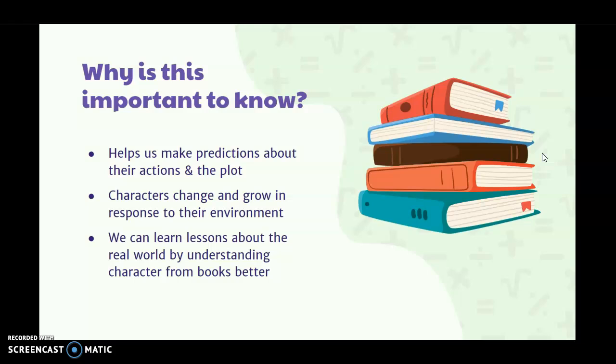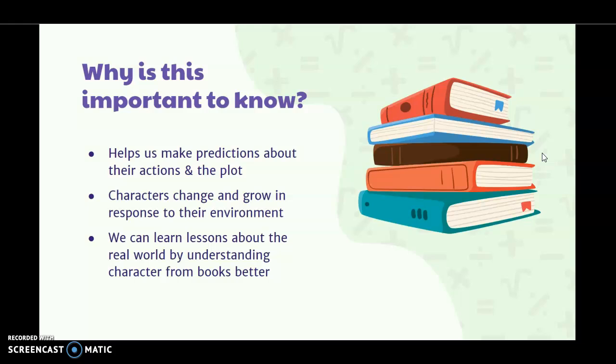Characters can also change and grow in response to their environment. Even though they may be short-tempered at the beginning of the story, maybe they'll start going to some anger management classes or getting some therapy, and they'll be able to change that character trait and grow into a better person who's not angry all the time.